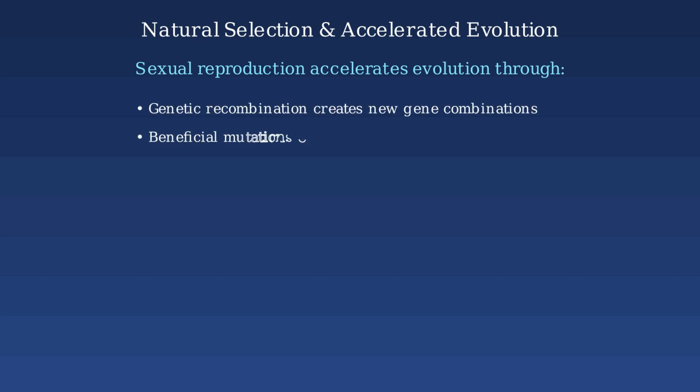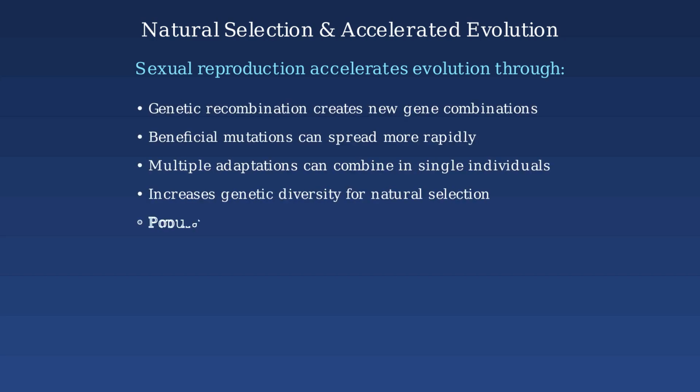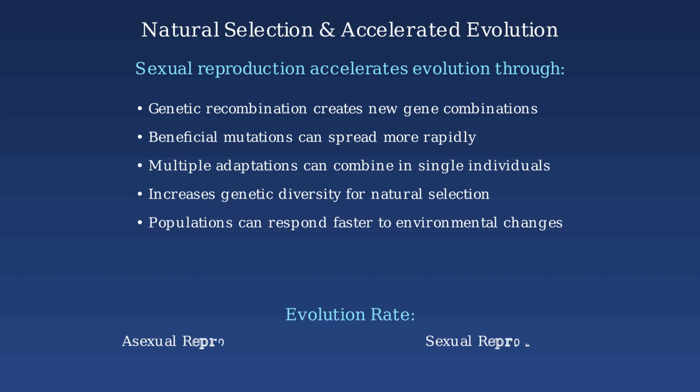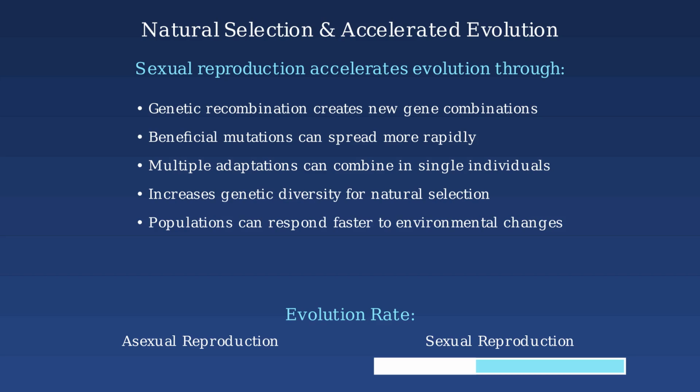This combination of genetic recombination and natural selection leads to several evolutionary advantages. As a result, sexually reproducing populations can evolve and adapt significantly faster than asexually reproducing ones.